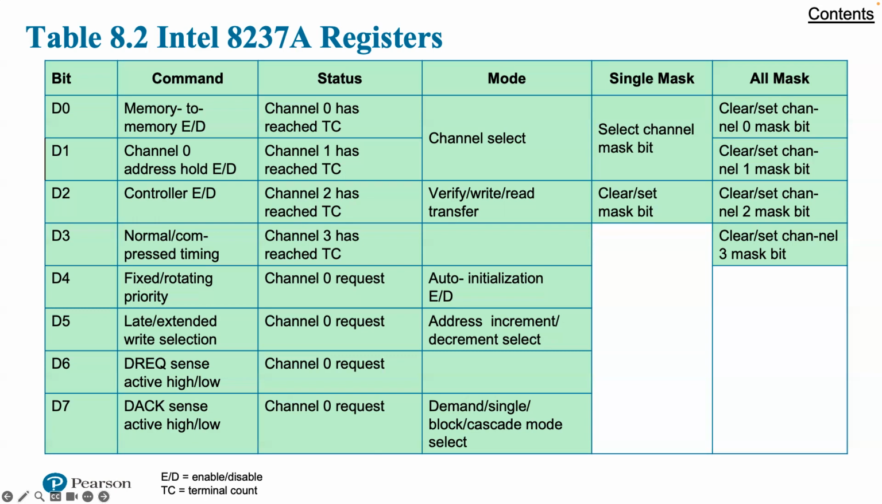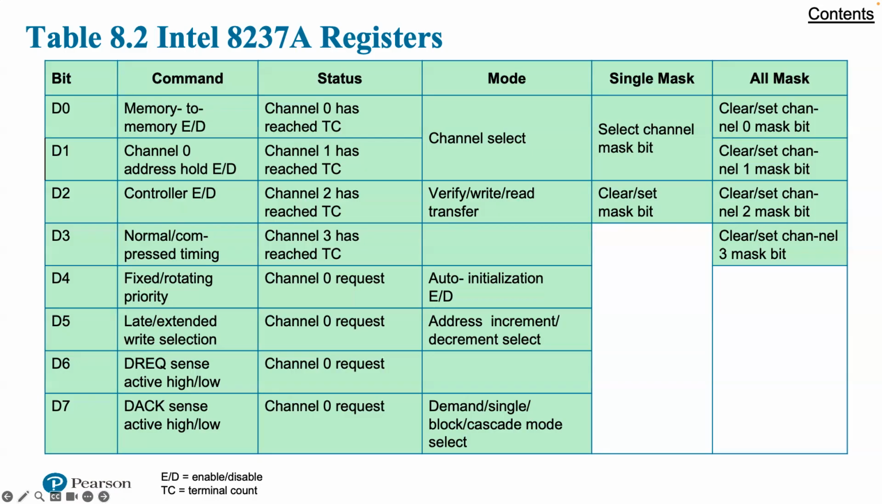Then we have the mode register. The processor sets this register to determine the mode of operation. Bits D0 and D1 are used to select a channel. The other bits select various operation modes for the selected channel. Bits D2 and D3 determine if a transfer is from an I/O device to memory, that is a write, or from memory to I/O, that is a read, or a verify operation. If D4 is set, then the memory address register and the count register are reloaded with their original values at the end of the DMA data transfer.